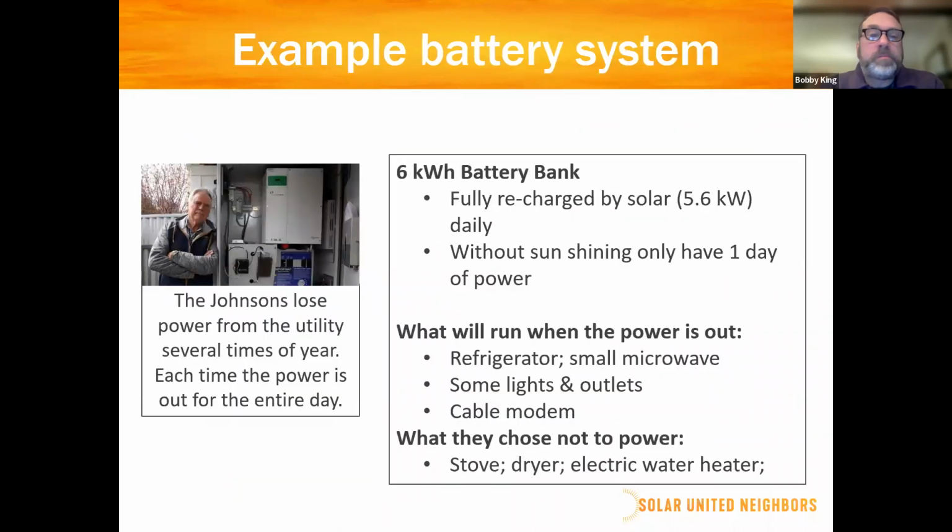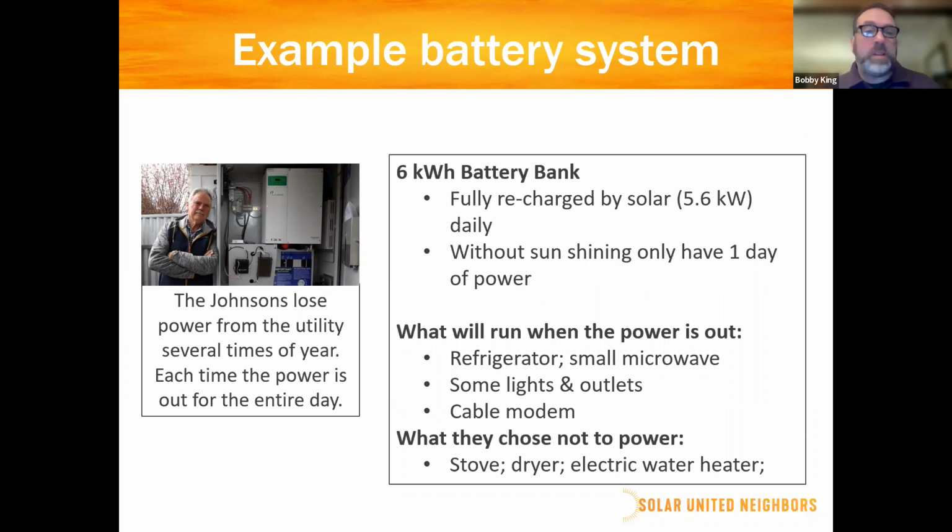Next slide. So here's one example of a battery system: a 6 kilowatt-hour battery bank that's recharged daily by a 5.6 kilowatt solar array. Without the sun shining, they'd have 1 day of power.